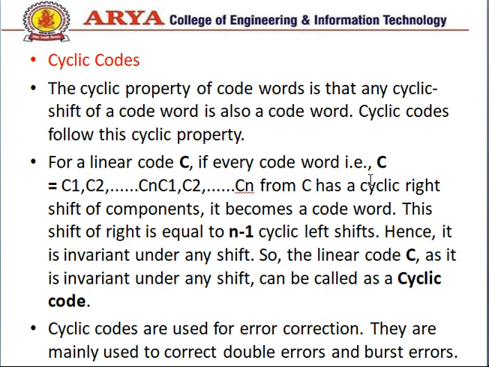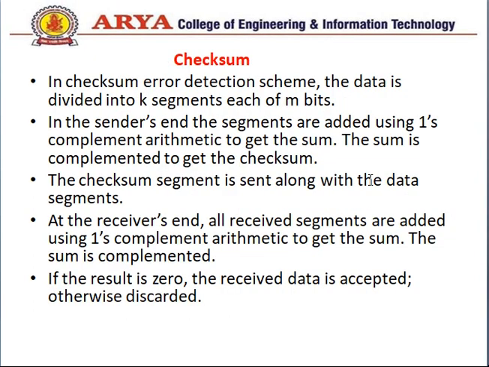Cyclic codes are used for error correction. They are mainly used to correct double errors and burst errors.